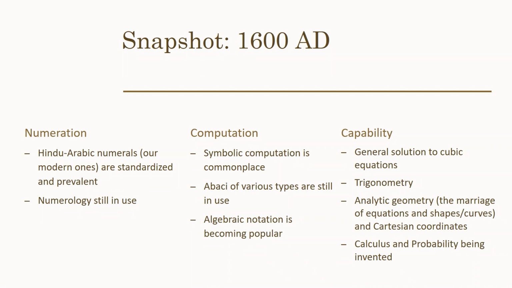Analytic geometry. Now, this is a concept that we think of as commonplace today, but it was cutting edge technology in 1600. Analytic geometry is where you have a quadratic equation and you see the graph of a parabola and you say these are the same thing. That's what analytic geometry is. That was bleeding edge technology in 1600. We're also starting to see the invention of calculus and probability as branches of mathematics.